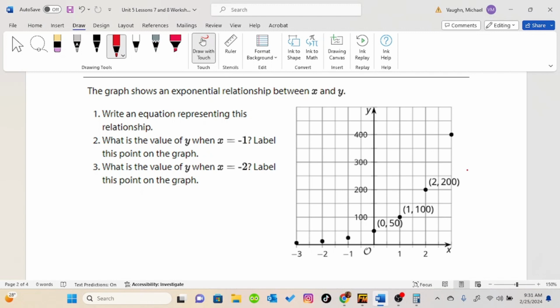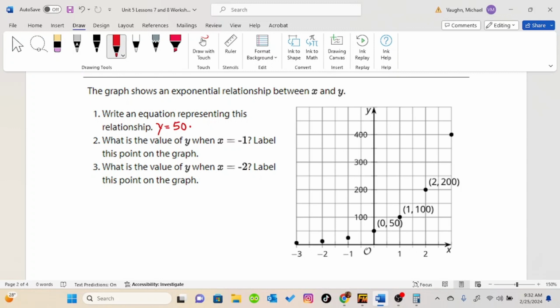The graph shows an exponential relationship between x and y. Number 1, write an equation representing this relationship. So if it is an exponential relationship, then y equals, our starting amount is the y-intercept. And we see that happens when y is 50. Then we're going to multiply by our factor.